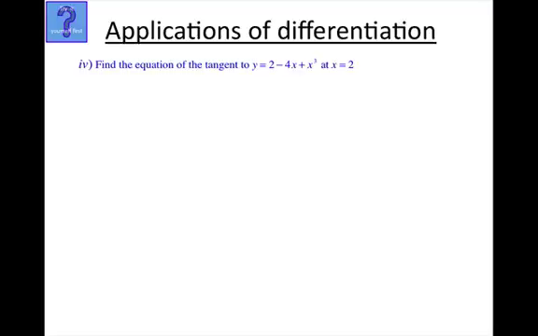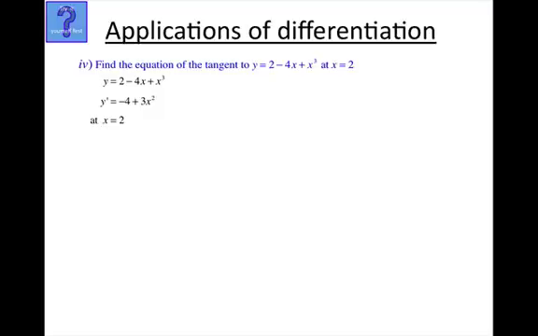Find the equation of the tangent to y equals 2 minus 4x plus x cubed at x equals 2. This is very similar to the one we just did. First things first, we need to differentiate that. We need to find the derivative, which is minus 4 plus 3x squared. That there is our family gradient. It applies to the whole curve, not yet specific to a point. In order to find our specific gradient, we sub in the specific point that we want. In this case, it's x equals 2.